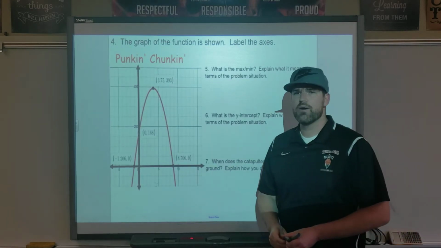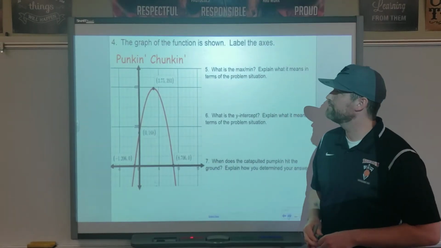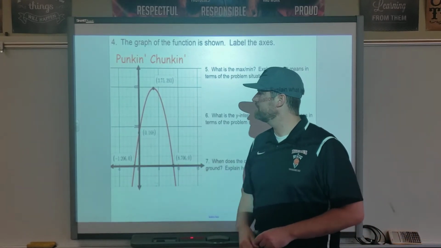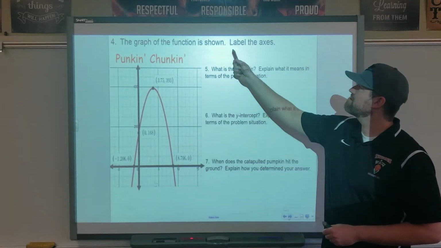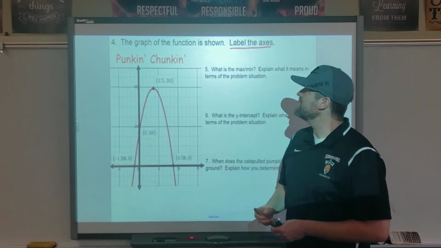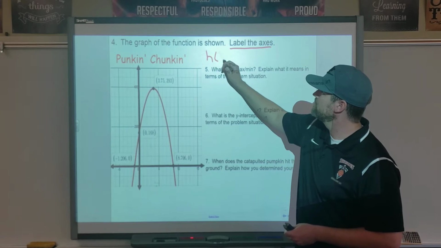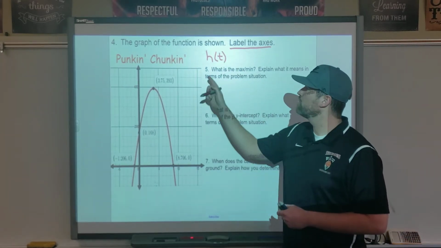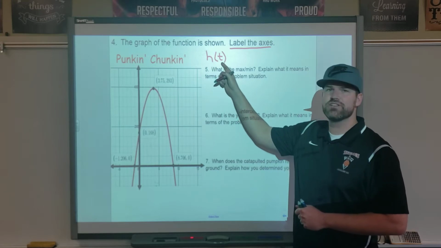Okay, I went ahead and graphed that equation for the pumpkin chunkin. So here's a graph of the pumpkin. And we're asked to label the axes. Well, we know that the function was h of t, right? And what did h of t stand for? Well, it stood for height as a function of time.